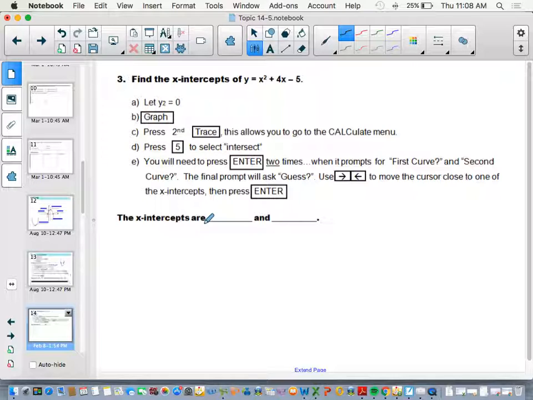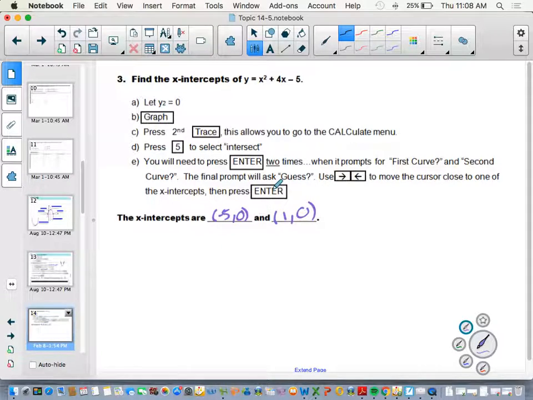You got 0 out of it. Wait, let me take. So some people got -5, and some people got 1. And that's because there's how many roots? 2. So we have -5, 0 and 1, 0. Now what I want you to do is press second trace again.